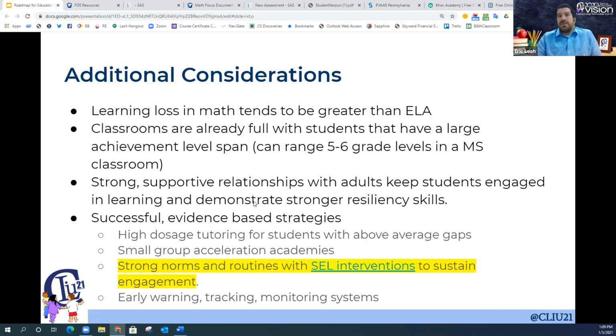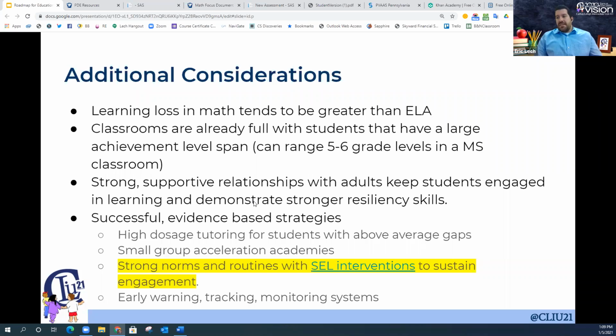Classrooms are already full with students that have large achievement span levels. So prior to our pandemic, we knew that we had students that were within a large spectrum of how far apart they were in their learning. And that may be exaggerated or emphasized now. We may see even greater spans of achievement within our classrooms. So it's important that we are making considerations for that and differentiating for that as much as possible.